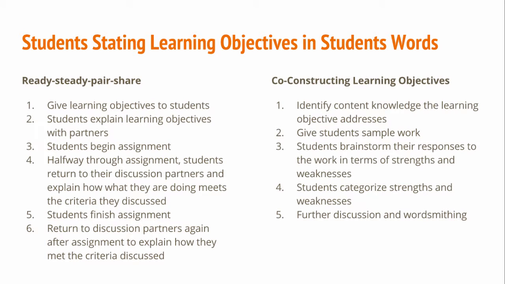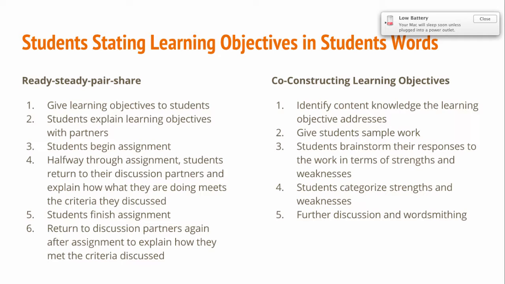So the last strategy that I'm going to share is co-constructing learning objectives. And this is trying to give students some ownership in creating their own learning objectives. And so one way you can do this is to identify the content knowledge first that the learning objective is addressing, and then give the students some sample work. And so they begin to look, what are the strengths and what are the weaknesses of this sample work. And then the students begin to categorize those strengths and weaknesses into different categories.